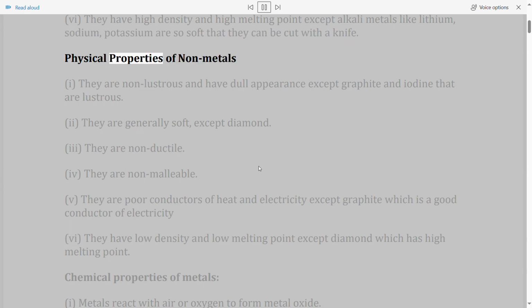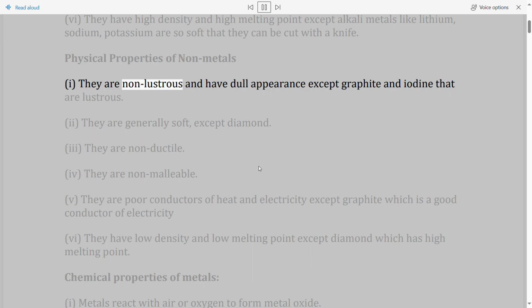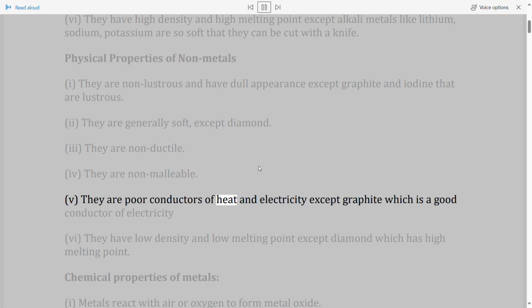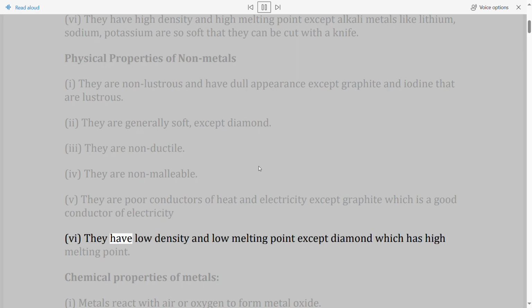Physical properties of nonmetals. 1. They are non-lustrous and have a dull appearance except graphite and iodine that are lustrous. 2. They are generally soft except diamond. 3. They are non-ductile. 4. They are non-malleable. 5. They are poor conductors of heat and electricity except graphite, which is a good conductor of electricity. 6. They have low density and low melting point except diamond, which has a high melting point.